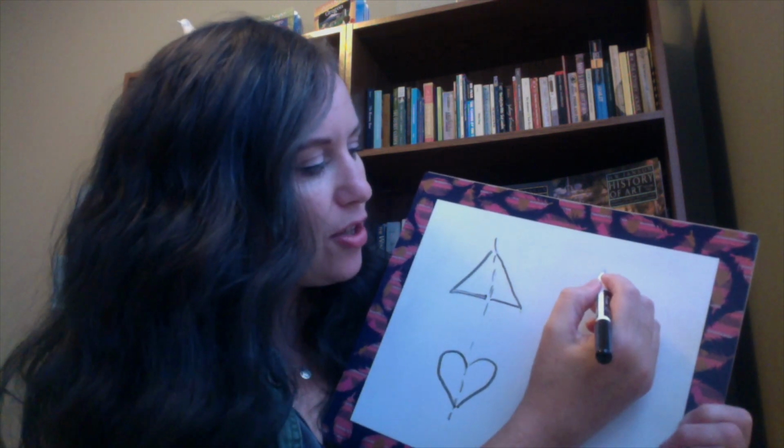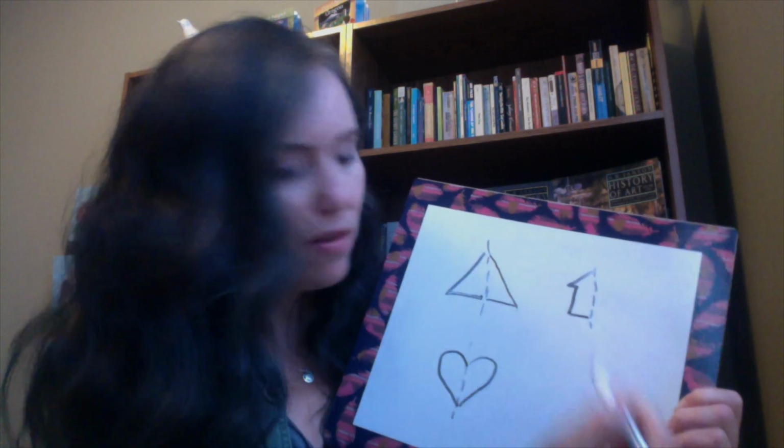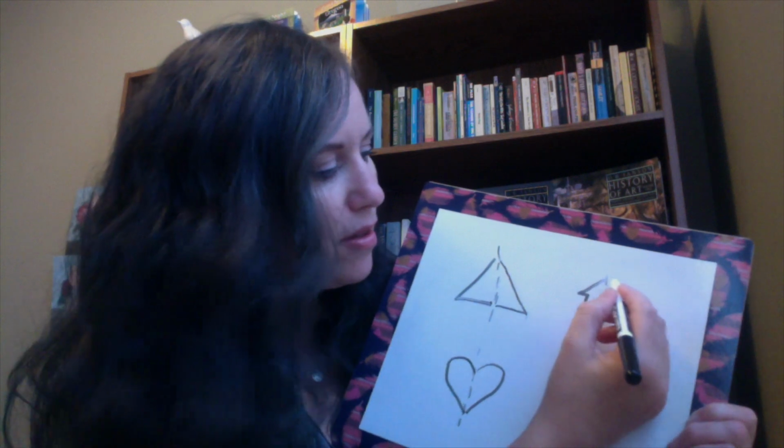I'm going to draw my line of symmetry first. Let's try this angled line. What does that look like to you? Let's draw it on the other side.